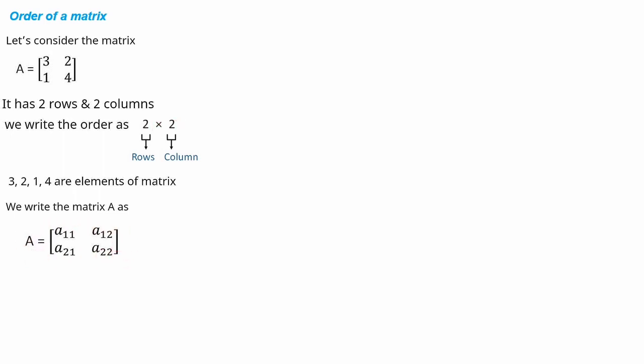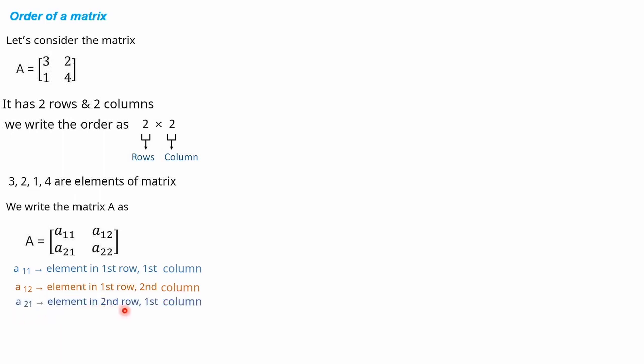This is the general representation of a 2 by 2 matrix. 2 rows and 2 columns. So A11, element in first row, first column. A12, element in the first row, second column. A21, element in second row, first column. A22, element in the second row, second column.